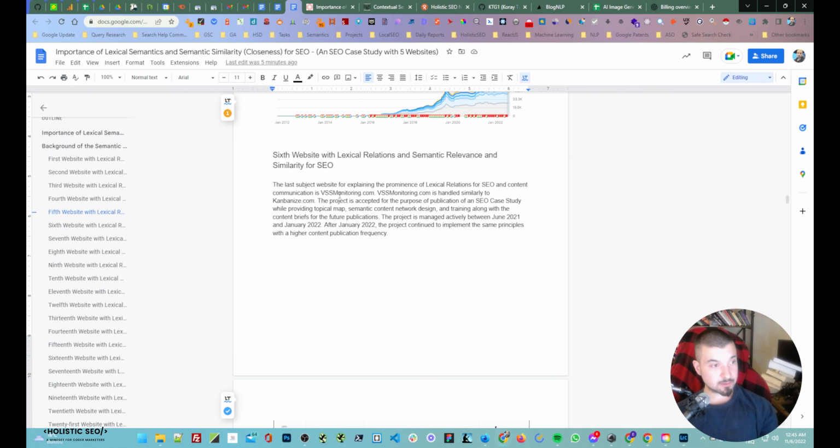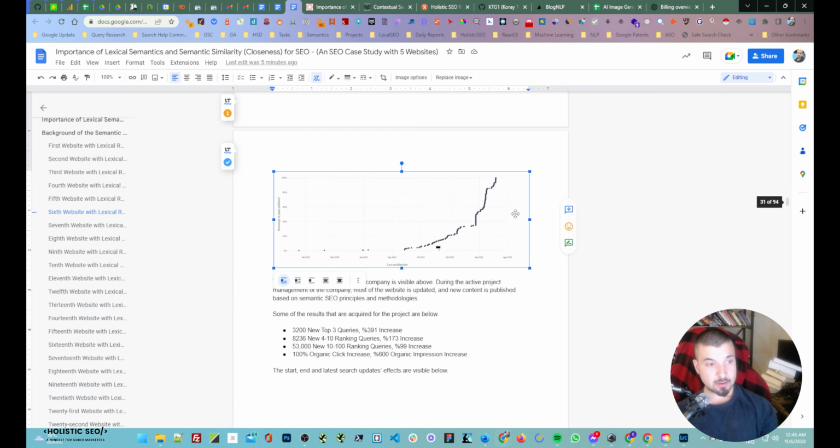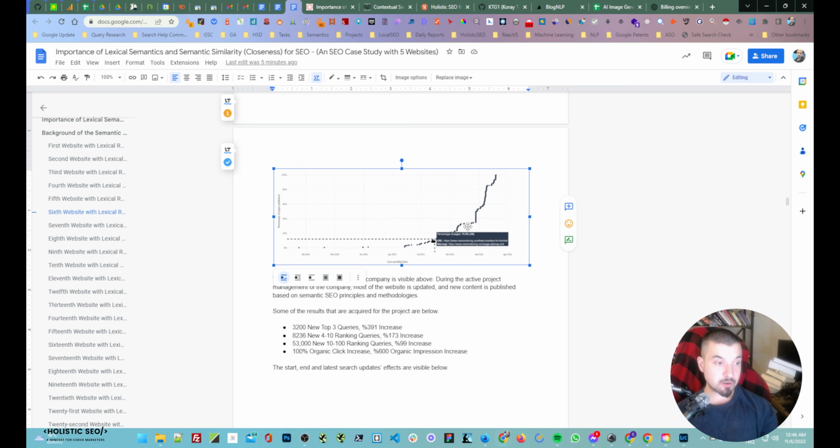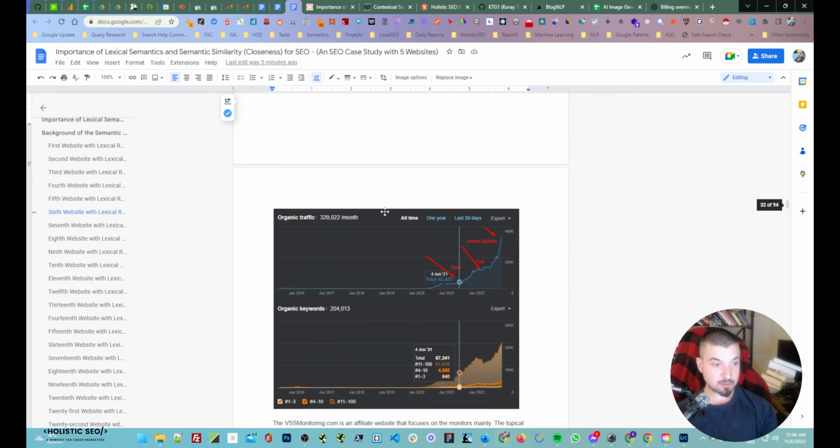So the sixth website, VSS monitoring. I managed this project way before, and this graph shows when we started and how frequently we published the articles. From here to here you will see that most of the website is already refreshed, and we doubled the amount of existing articles. It means that you are changing the entire website, which will perform a kind of re-ranking event. These are the initial results here.